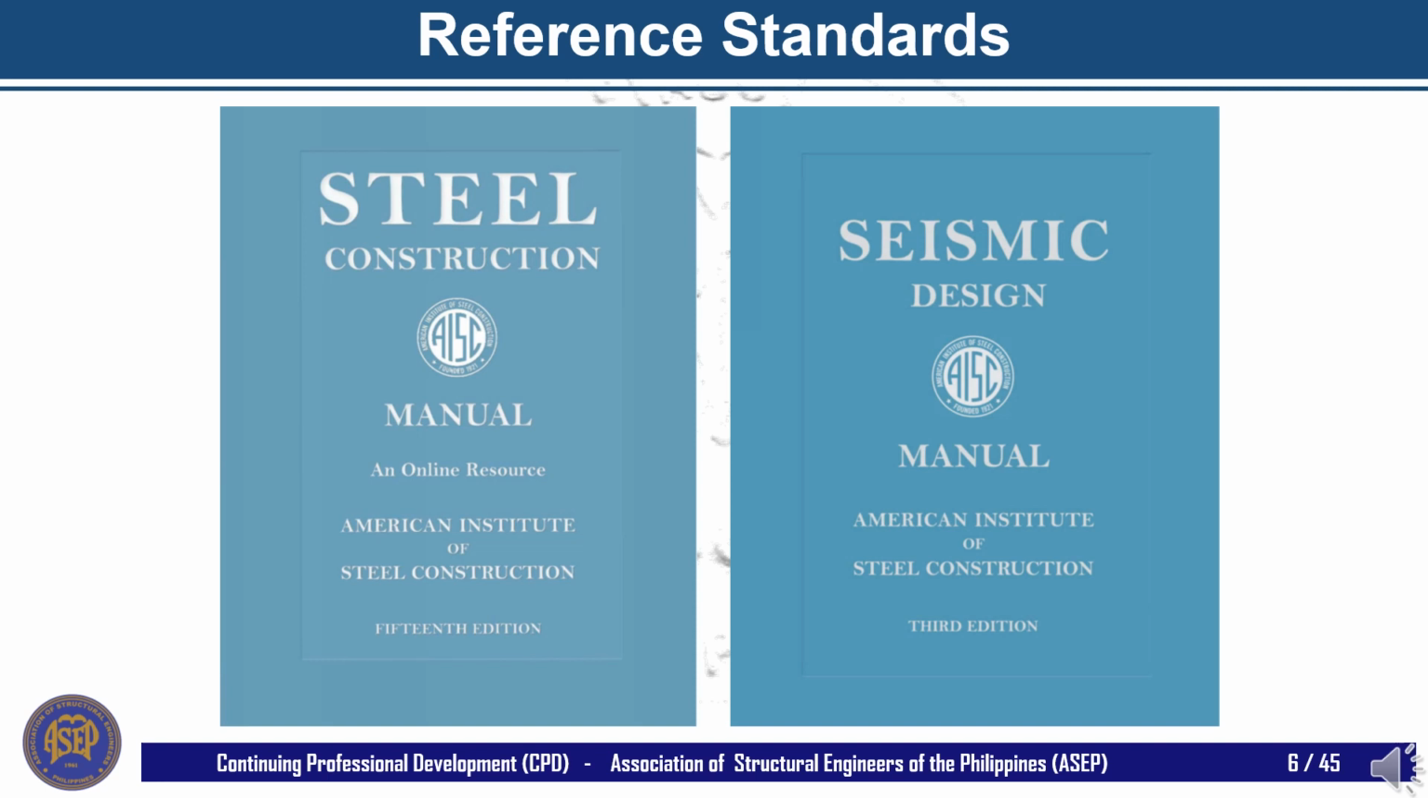AISC Steel Manual, the left image, contains design considerations for welds. It can be found in Part 8 of the manual, including some design tables. AISC Design Manual for Seismic contains design examples for different lateral framing systems and its connections.